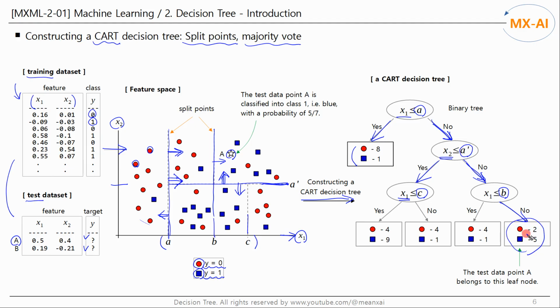Since this node contains 2 reds and 5 blues, we can assume that by majority vote, this test data point is blue with a probability of 5/7. That is, the target class of test data point A is predicted as 1. This is how a decision tree works. And our goal is to use this tree to predict the class Y of the test data.